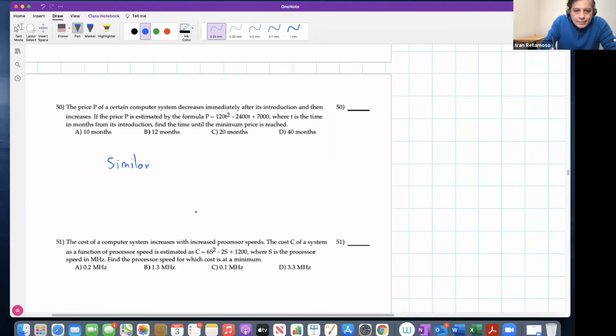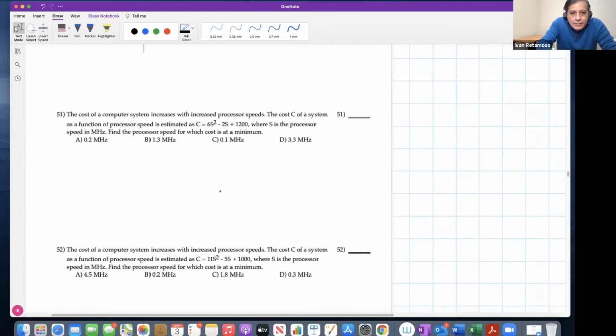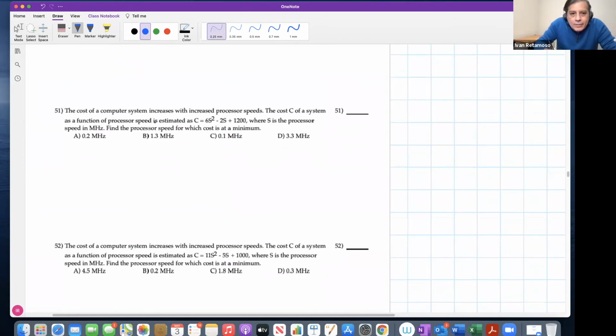This one is a little bit different because they deal with cost. Instead of maximizing, now they want you to minimize the cost. So let's do this 51. If the cost of a computer system increases with increased processor speeds, the cost C of a system as a function of the processor speed is estimated at C equals 6S squared minus 2S plus 1,200, where S is the processor speed in megahertz. Find the processor speed for which cost is at the minimum.